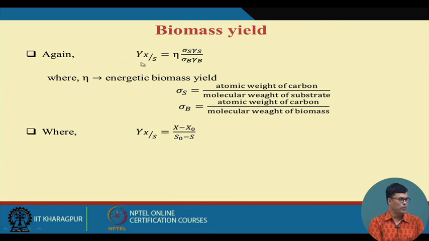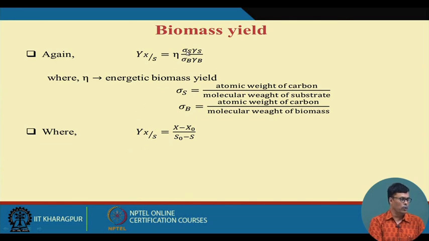Why is it required? I told you the stoichiometry of the process gives you information on the validity of your experimental results. Suppose you experimentally find out the cell mass yield. You can easily find it out, because you know the final cell mass concentration minus the initial cell mass concentration, divided by the initial substrate concentration minus the final substrate concentration. This ratio gives you the yield coefficient.